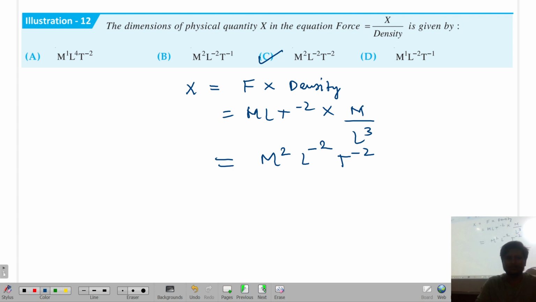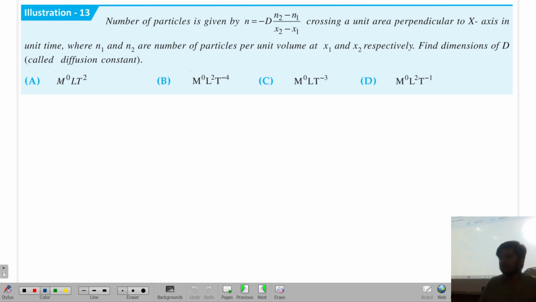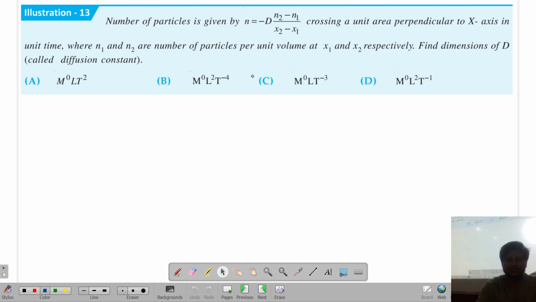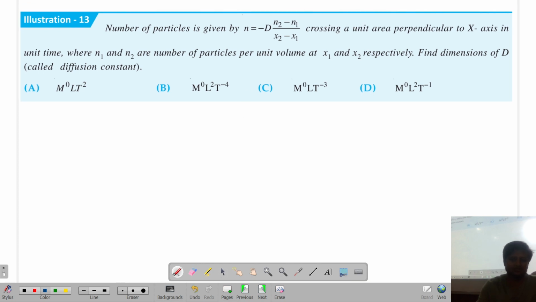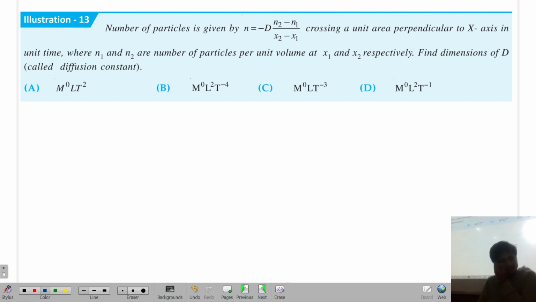Moving to the next question. Easy now? Okay, now solve this question. Now the level starts. Now I start thinking about these kinds of problems. If you're really good in physics, then only you can do it. All the information is there in the question.